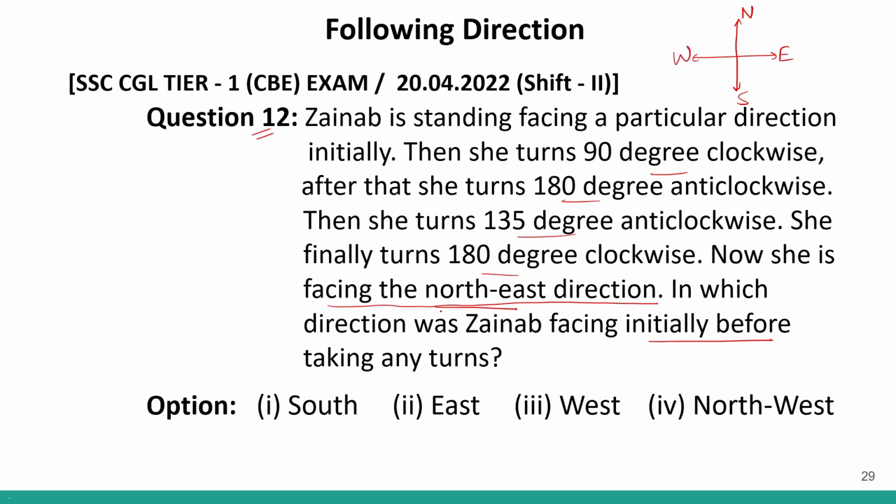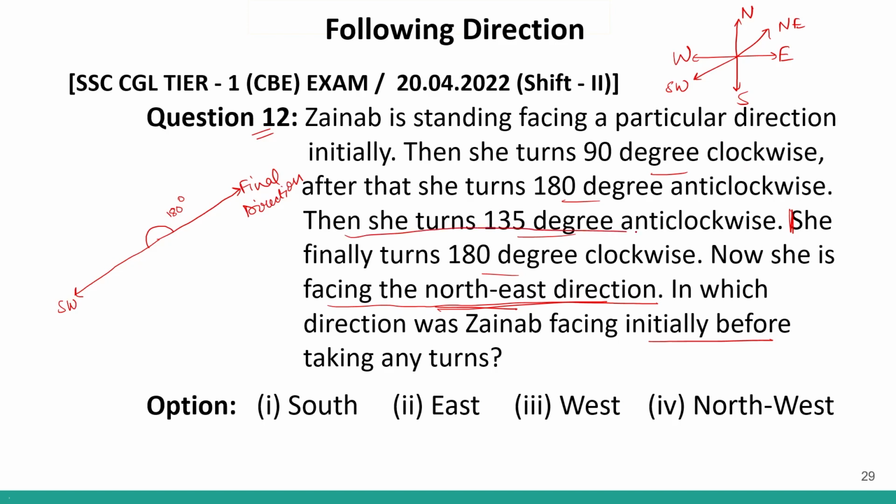Okay. So the final direction is northeast. That is this direction. This is the northeast direction. So let us say this is the final direction. Now what we have to do is move backwards. We have to do this in reverse order. So before this, she turned 180 degree clockwise. For 180 degrees, it does not matter whether it is clockwise or not. So before this, she was facing this direction. Which direction is this? This is southwest. So before this, she was facing southwest.